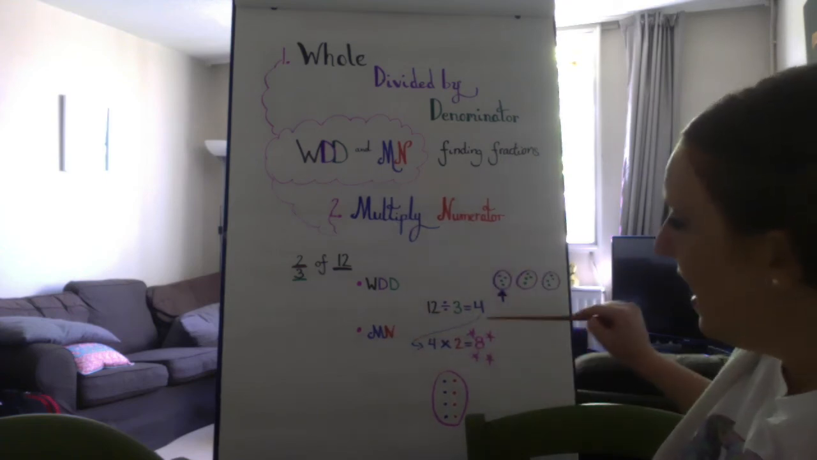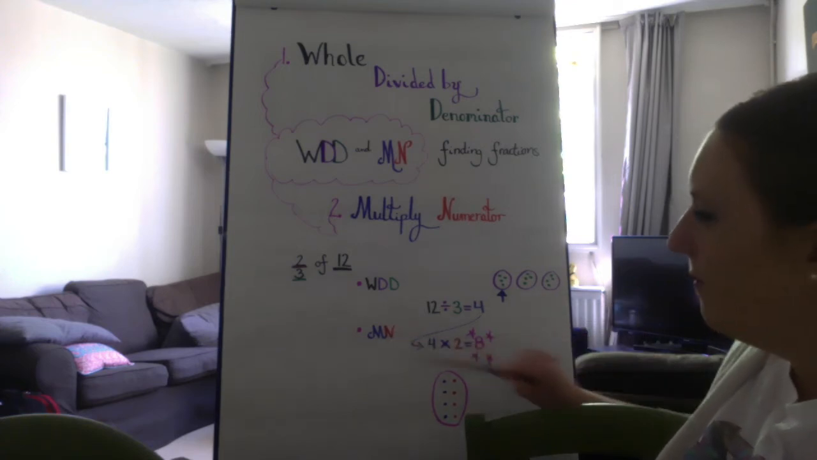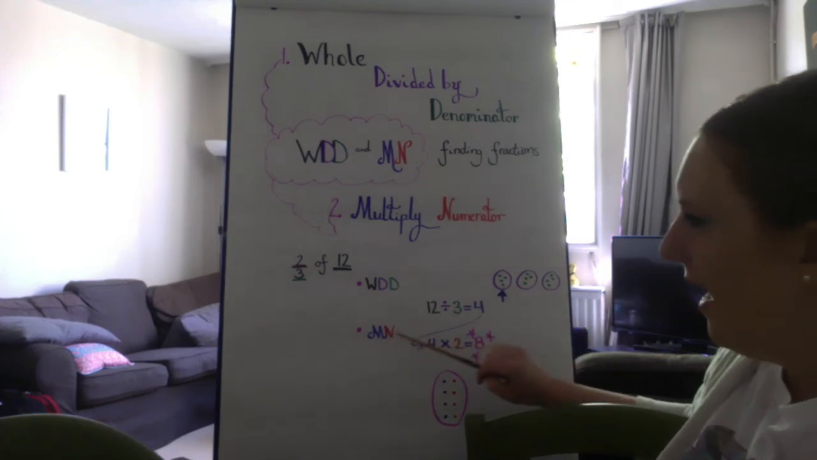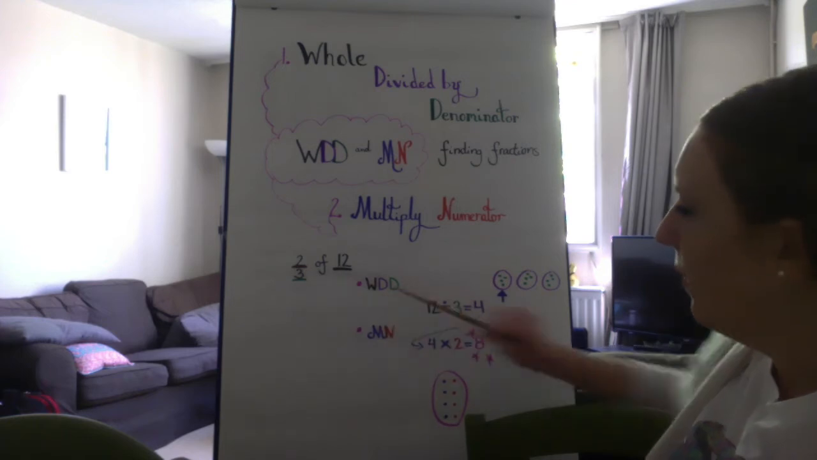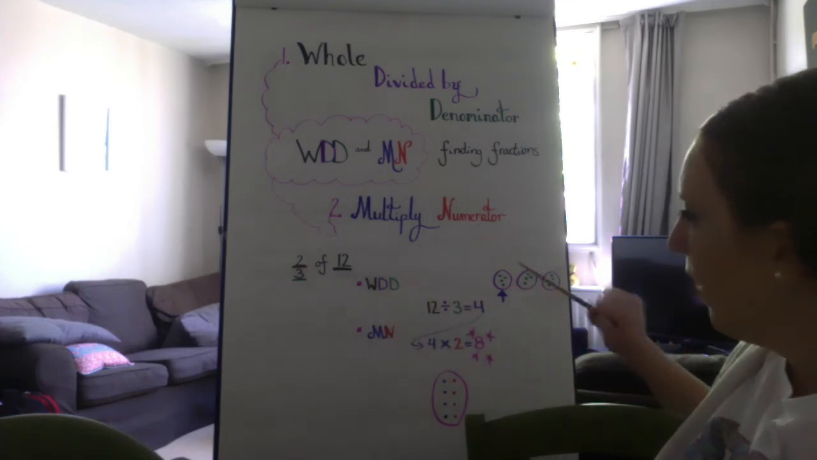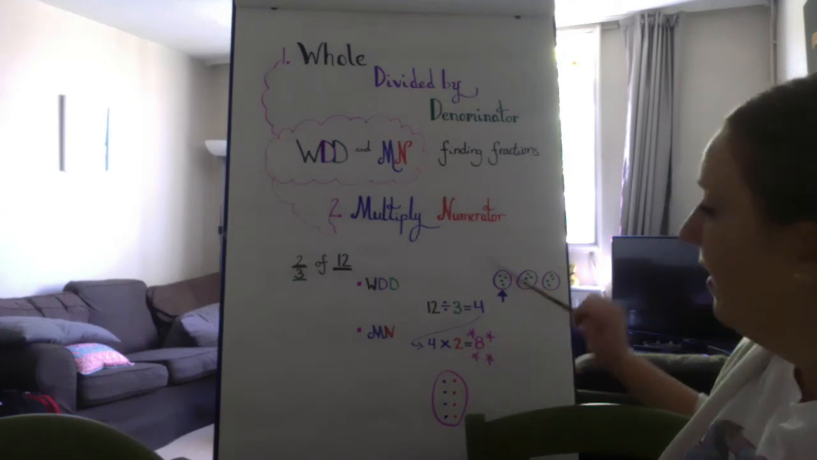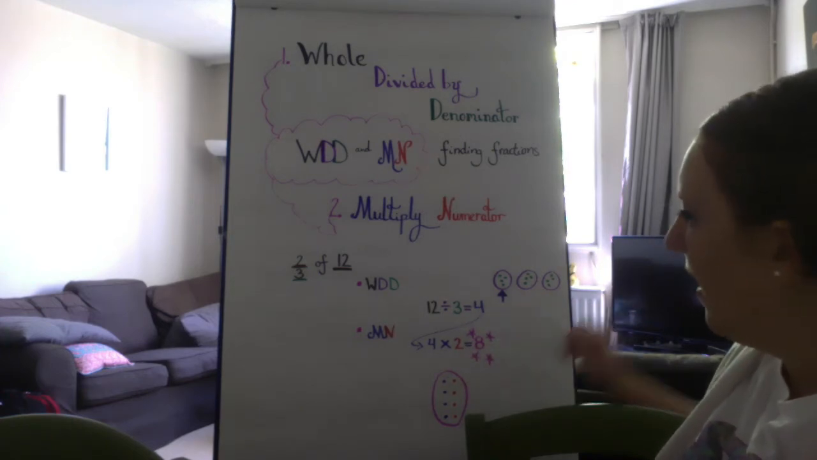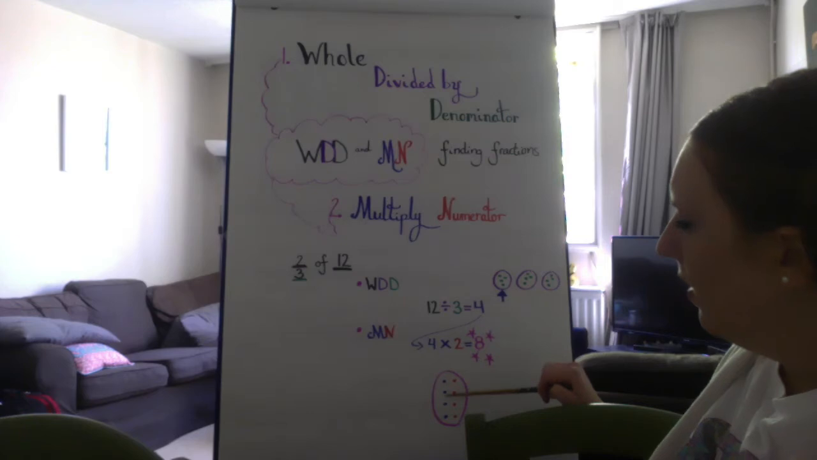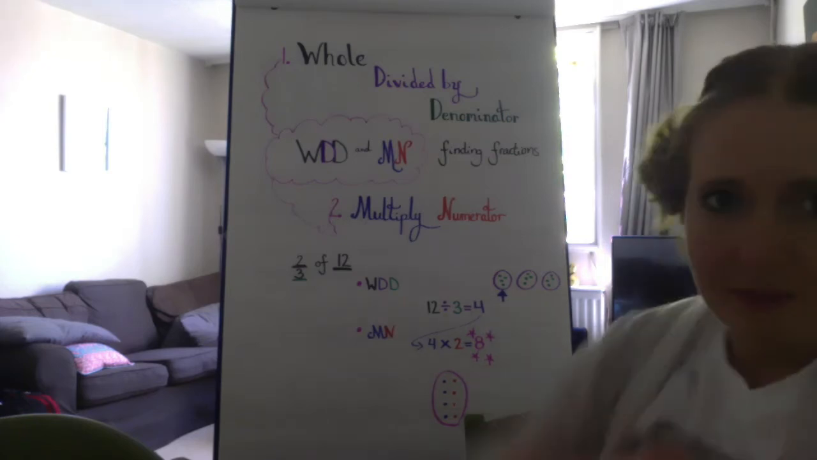Next step is MN, multiply by the numerator. So you're going to take this 4, very important, and you're going to multiply it by the numerator. My numerator is 2. It's saying I actually want 2 of these groups, not just 1. So 4 times 2, 4 plus 4 is equal to 8. Here we have those 2 groups together. 1, 2, 3, 4, 5, 6, 7, 8. It is as simple as that.